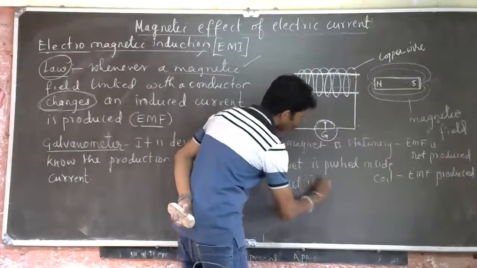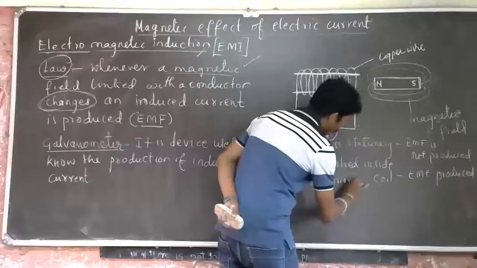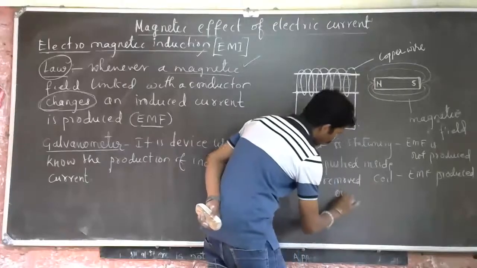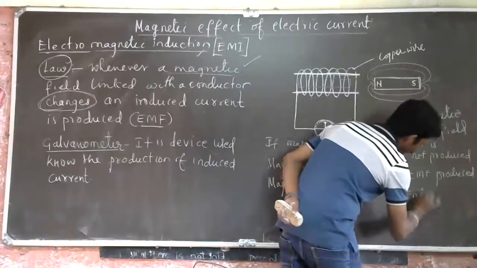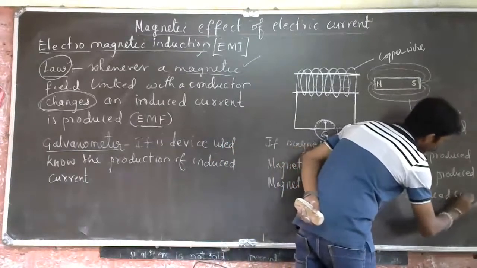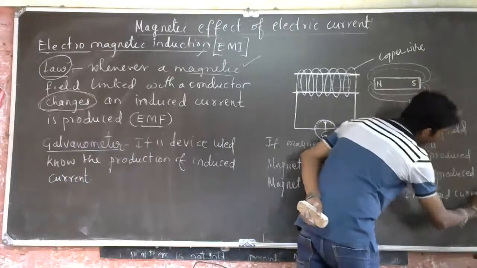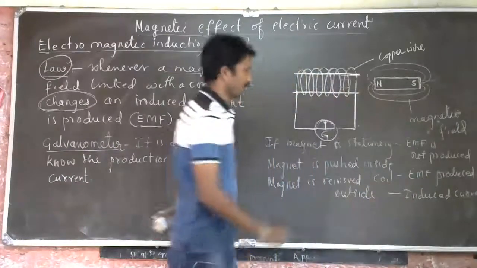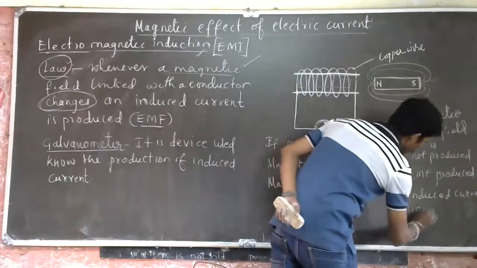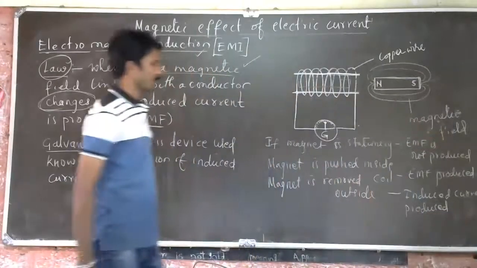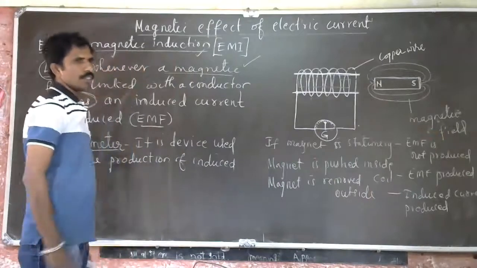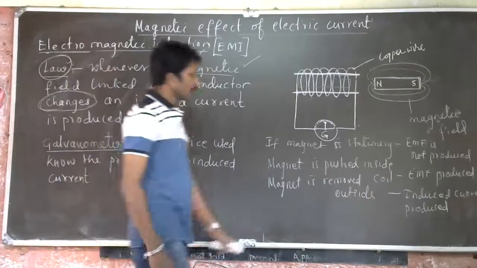When the magnet is removed outside, induced current is produced. Understood?